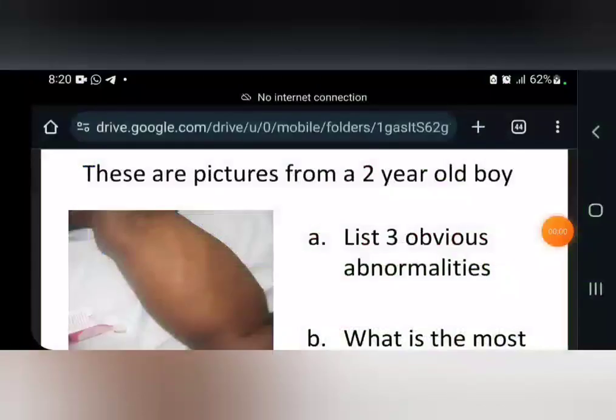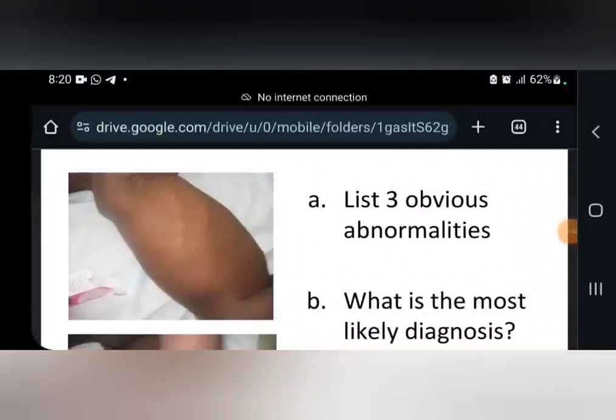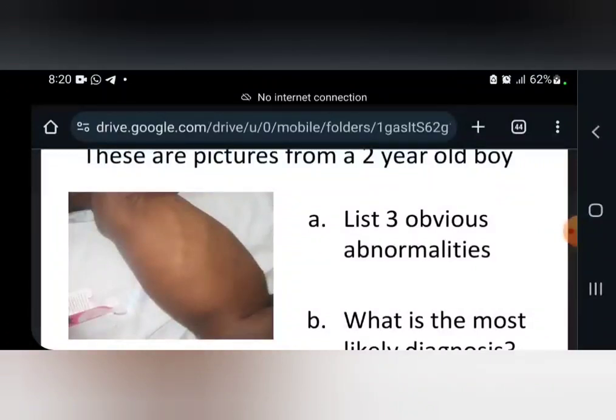Thanks very much. This picture shows a 2-year-old boy. The question says list 3 obvious abnormalities. What you see on the chest, those prominences, are called rickety rosary. That's the first abnormality that you see on the chest.